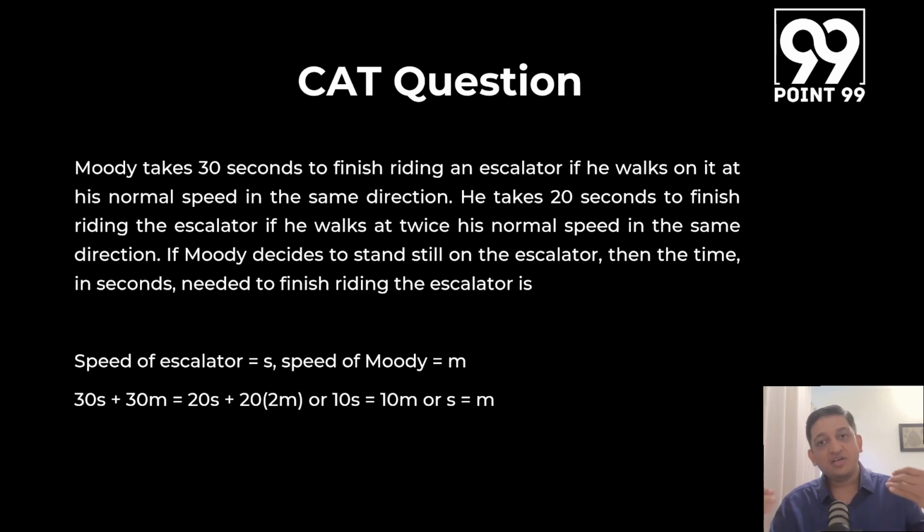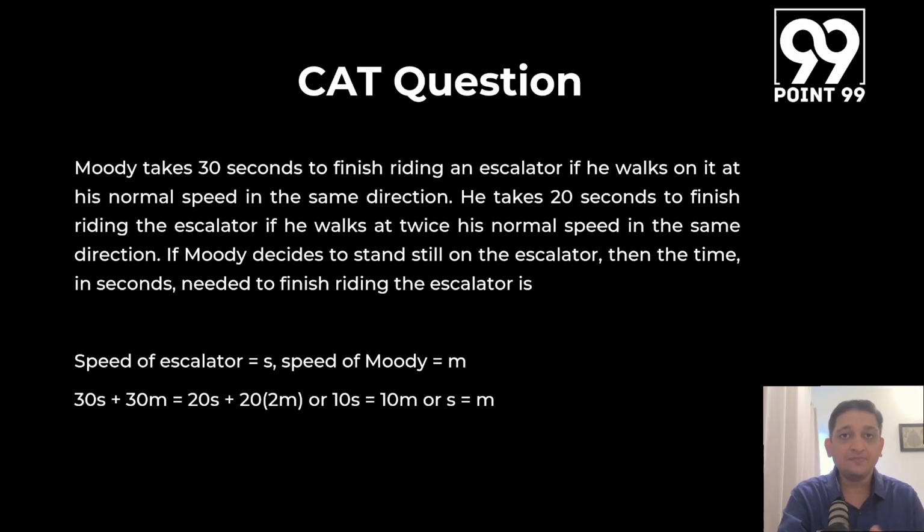अब अगर वो twice his normal speed पे जाता है, even then he is covering the same amount of distance that he had covered in the first case, क्योंकि escalator पे है तो उतने ही steps. So in this case, what is going to happen is the escalator would be functional for 20 seconds. So 20s would be the distance contributed by the escalator. Distance is speed into time, and 20 into 2m. Now the speed is twice. So 20 into 2m will be the distance covered by Moody. So in total अगर इसको देखा जाए अपने को पता चलेगा that 10s equals 10m और s equals m.